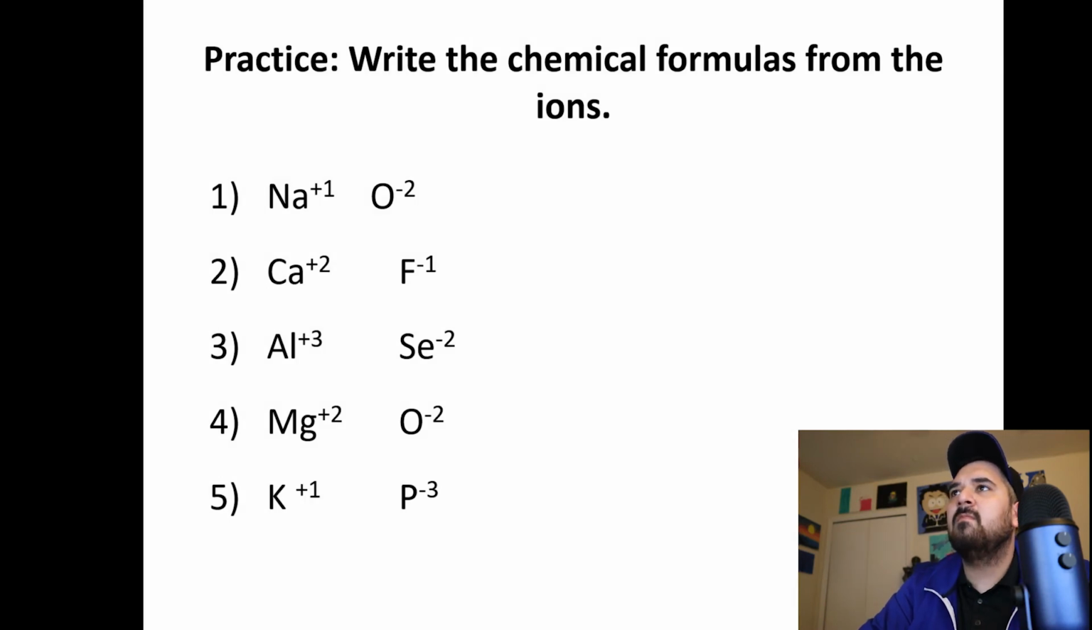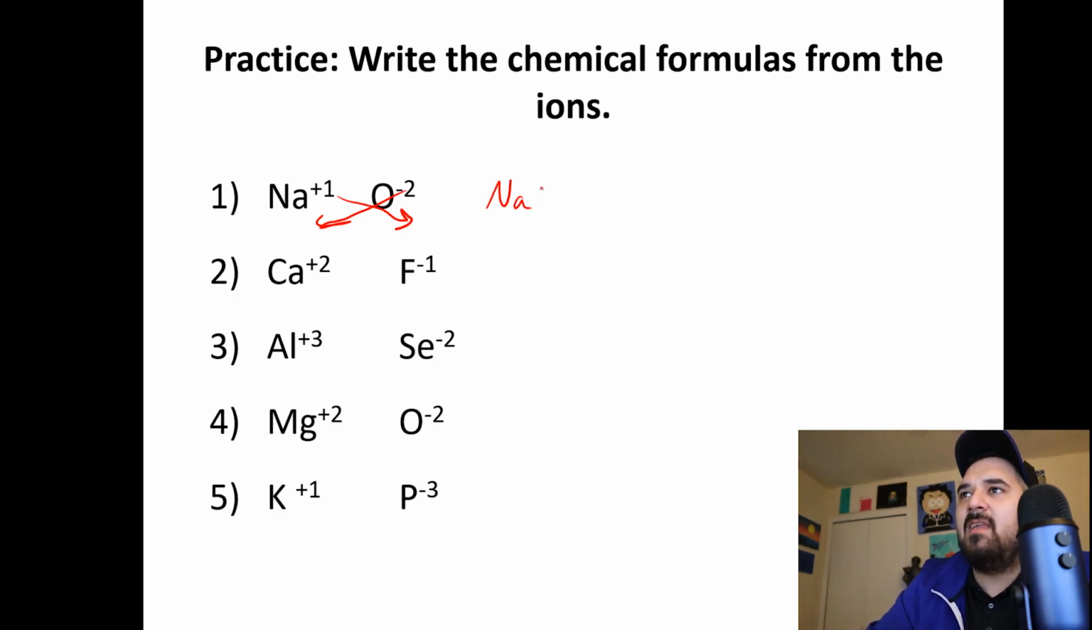All right, so here it says write the chemical formulas for these ions. So let's go ahead and do that. Again, we can just crisscross. So the 2 goes here, 1 goes here, and then you don't write the 1. So that's going to be Na2O. Next one, same thing. So it's going to be CaF2. Next one, crisscross. It's going to be Al2 and then Se3.